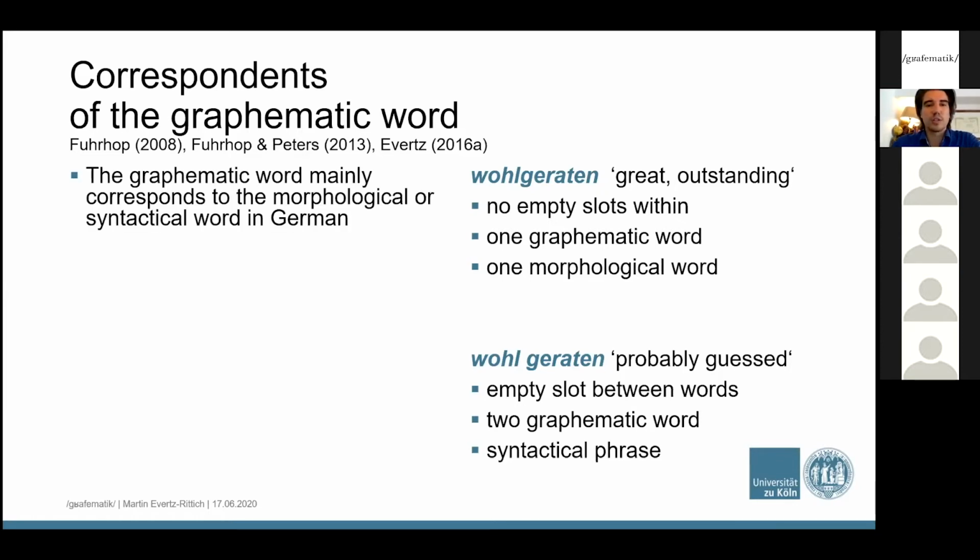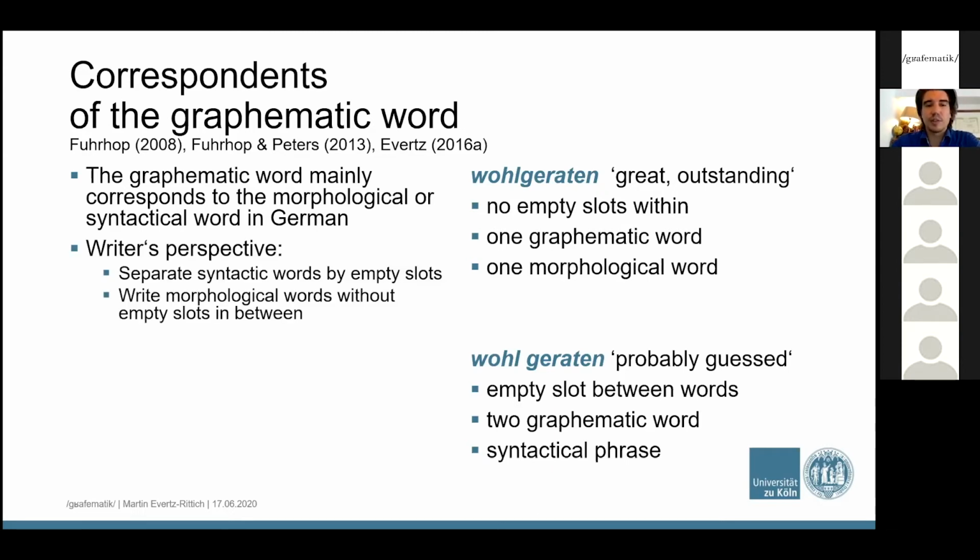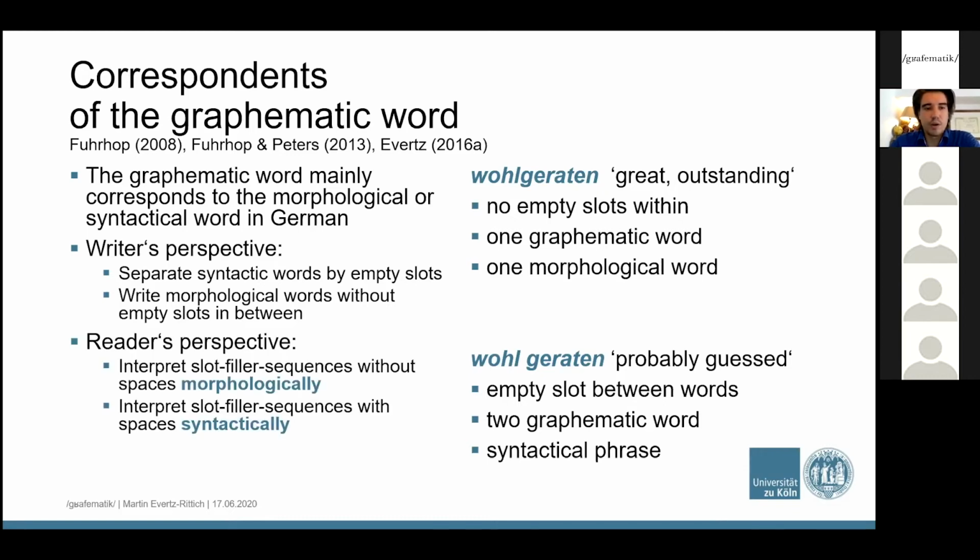This is what most studies on the graphematic word already pointed out. And this means, from a writer's perspective, you have to separate syntactic words by empty slots, and you have to write morphological words without empty slots in between. From a reader's perspective, it means that if you see a slot filler sequence without spaces, you have to interpret it morphologically. And if you see a slot filler sequence with spaces in between, you have to interpret it syntactically.